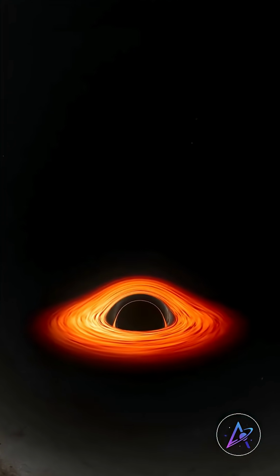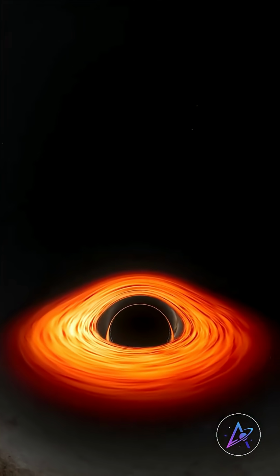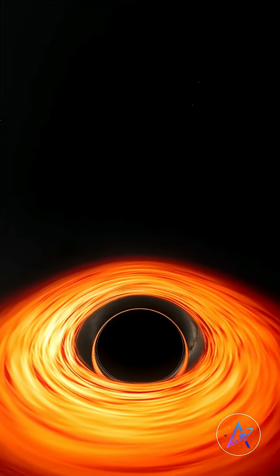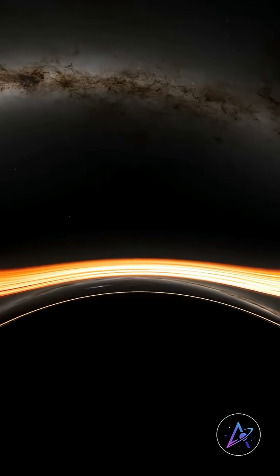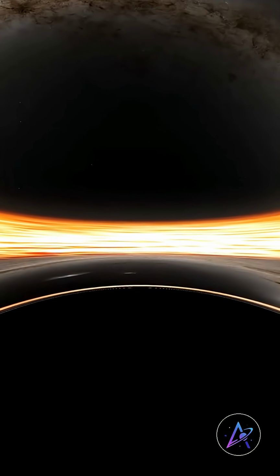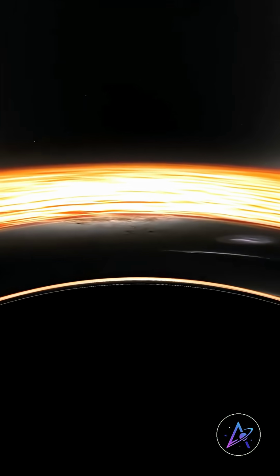This is what it would look like to plunge into a supermassive black hole, like the one at the center of our Milky Way galaxy. Containing over 4 million times the mass of our Sun, it's surrounded by an accretion disk, a swirling, superheated cloud of gas that glows brighter than entire galaxies.